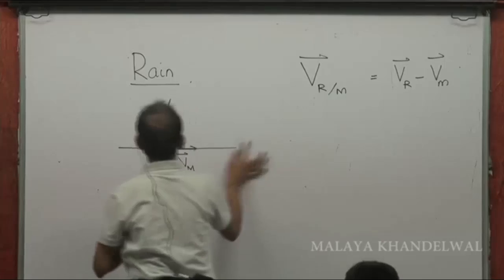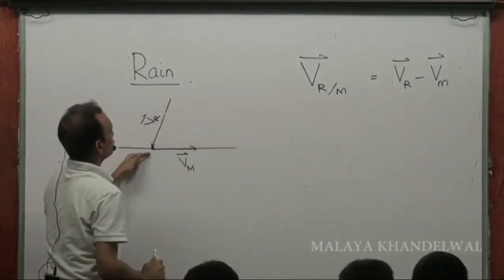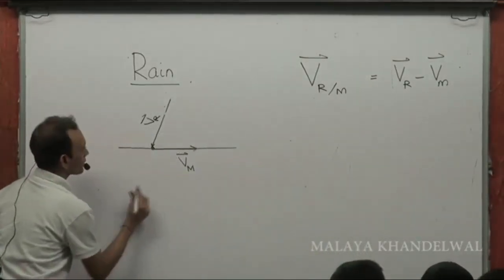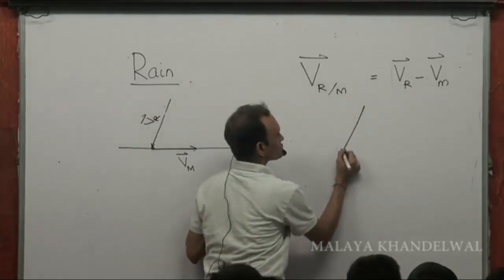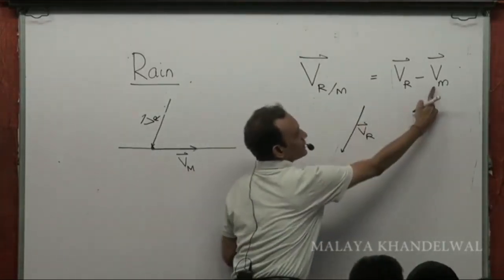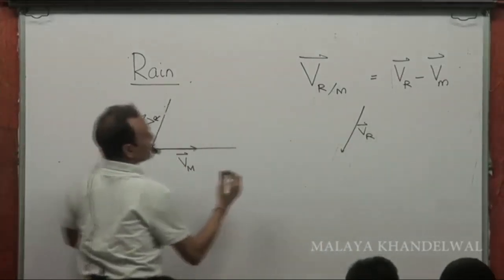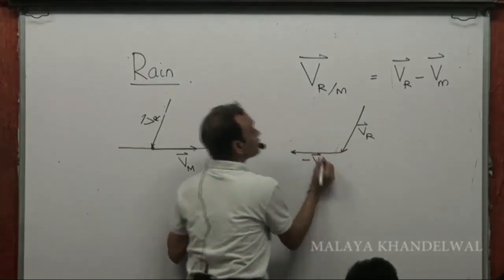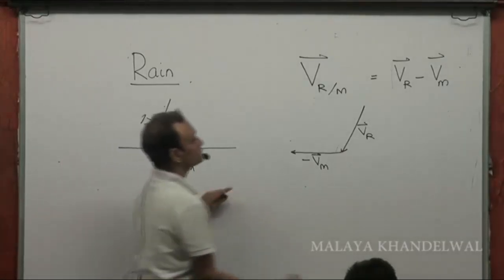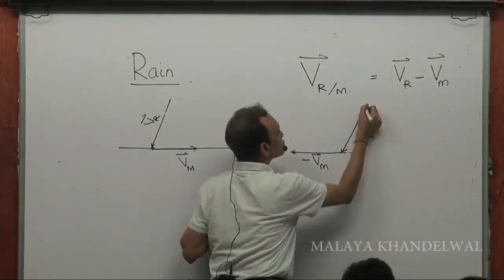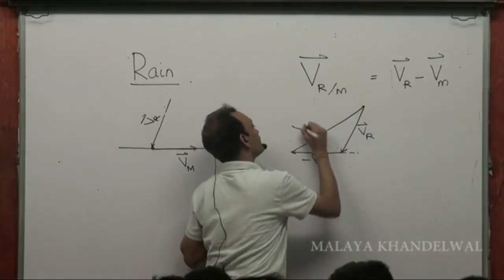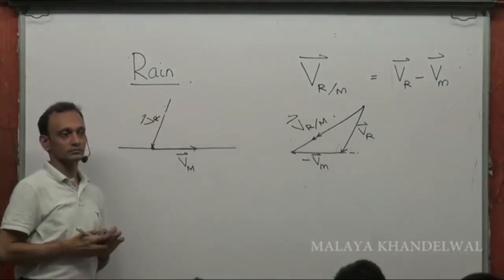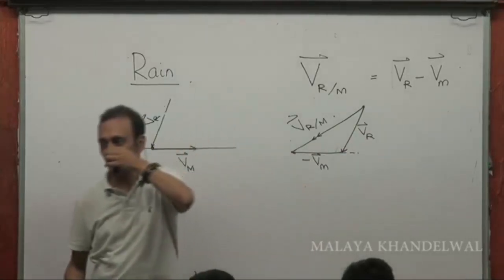That means to the velocity of rain, you add the negative of the velocity of the man. This is the velocity of rain. To it, you add minus Vm. If Vm is like this, minus Vm would be like this. And then the resultant of these two vectors would give me velocity of rain with respect to the man. Resultant of these two using triangle law of vectors is going to be this. This is velocity of rain with respect to the man. Yes or no? Right?